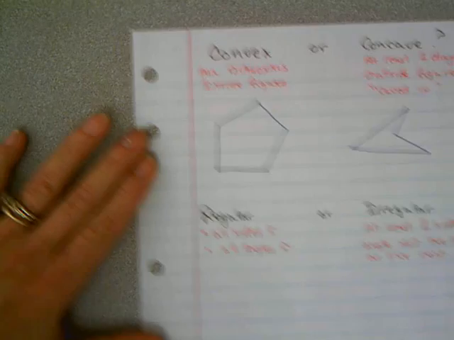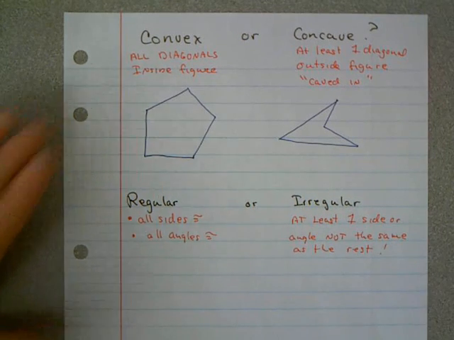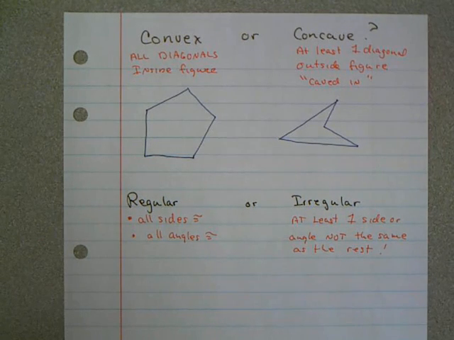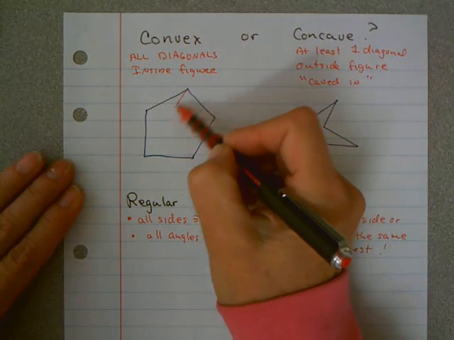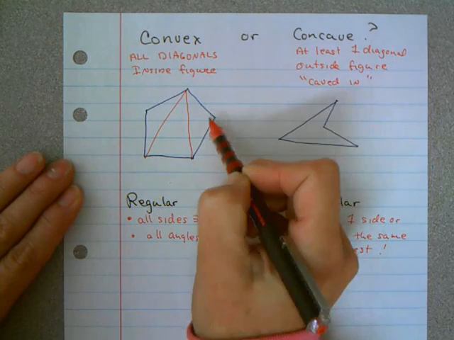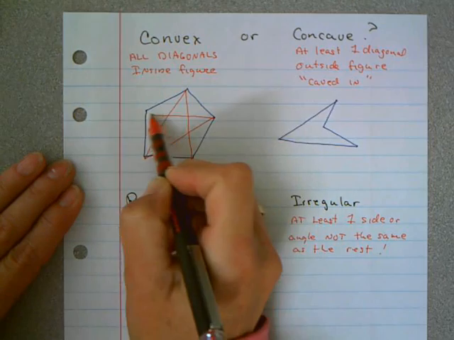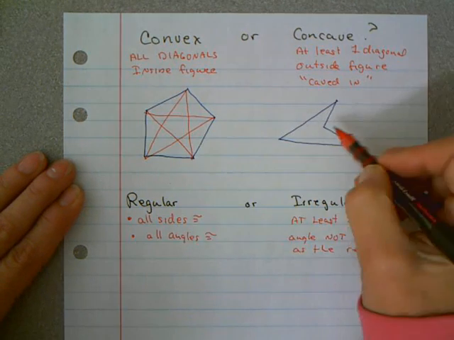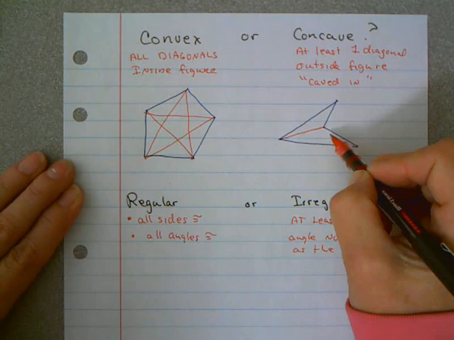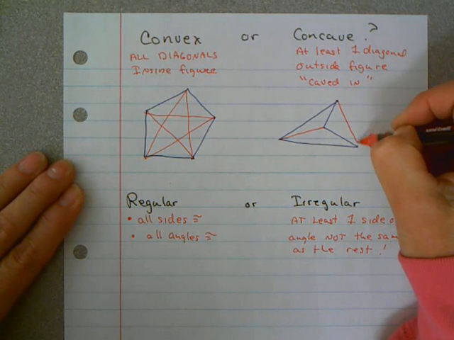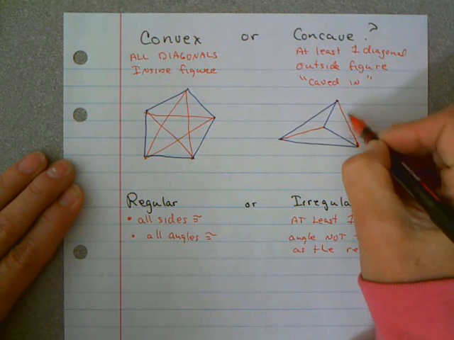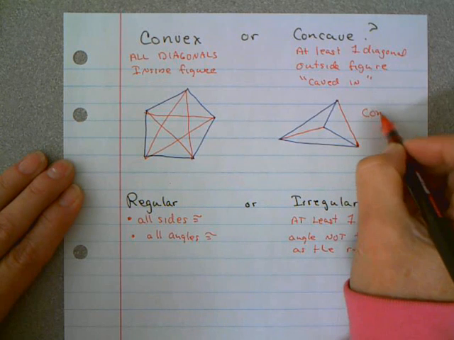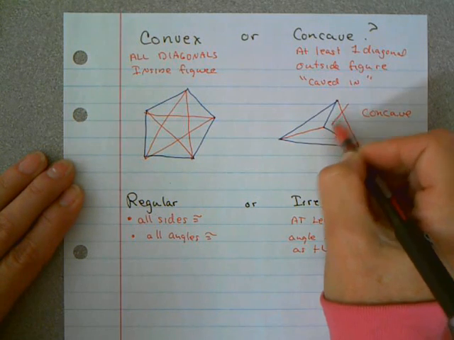And now let's look at the ideas of convex versus concave. In a polygon, if all the diagonals are inside the figure, it's convex, it's blown out. I can draw my diagonals, and wherever I draw them, they're inside the figure. So this is a convex polygon. Now in this polygon, I can draw a diagonal inside, but I can also draw this one outside the figure. If there's one outside, it's concave. I think of it as caved in right here.